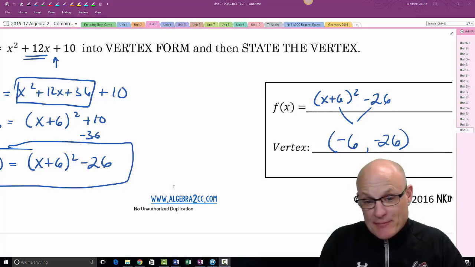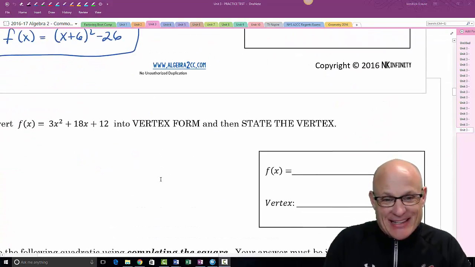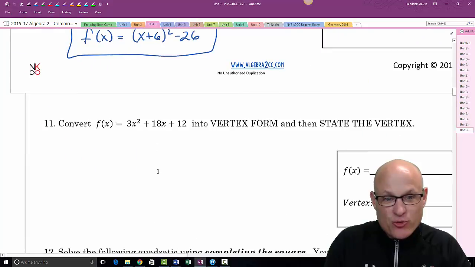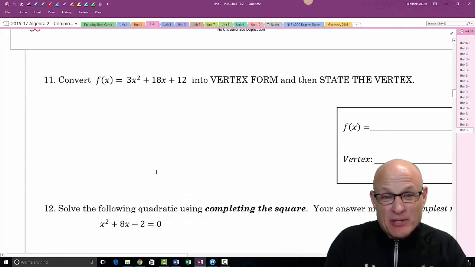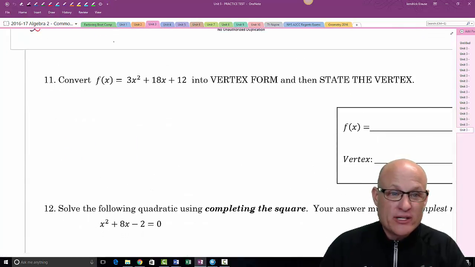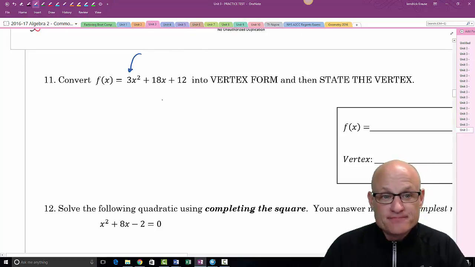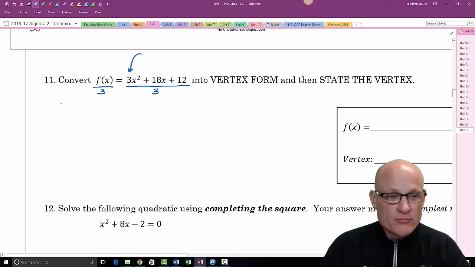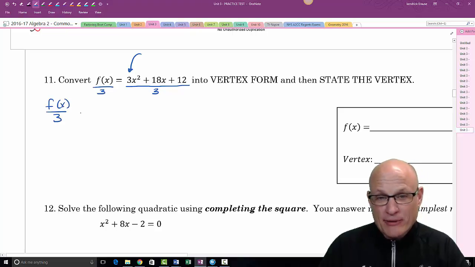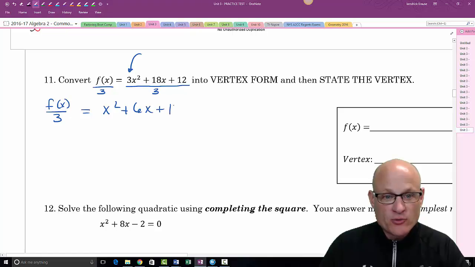All right, here's another example. So if you didn't get that first one, try this one on your own. Now, this one's a little bit more difficult because it's got the 3 here. So if you want to try it on your own, go ahead. But what we're going to do is temporarily get rid of that 3. So I end up with f of x over 3, we'll bring it back, y'all, is equal to x squared plus 6x plus 12.